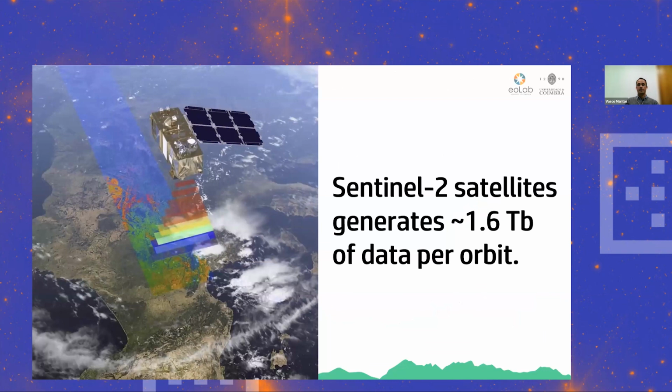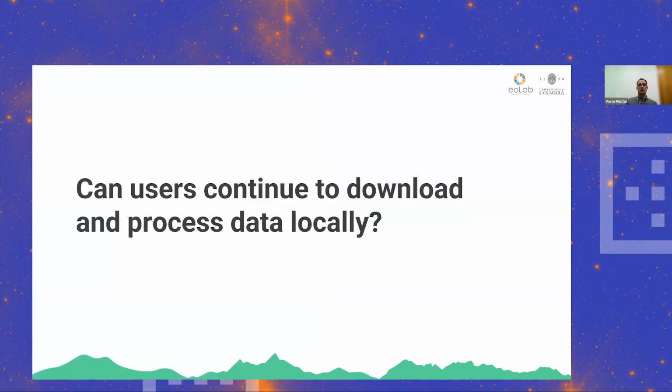So Google Earth Engine and cloud computing. Now, we've heard about the Sentinel-2 satellites several times throughout this workshop, and they're part of the Copernicus program. The Sentinel-2 satellites generate about 1.6 terabytes of data per orbit. So this is a massive amount of information, and it's definitely something that most users will never be able to process and analyze using their local machines, their local resources.